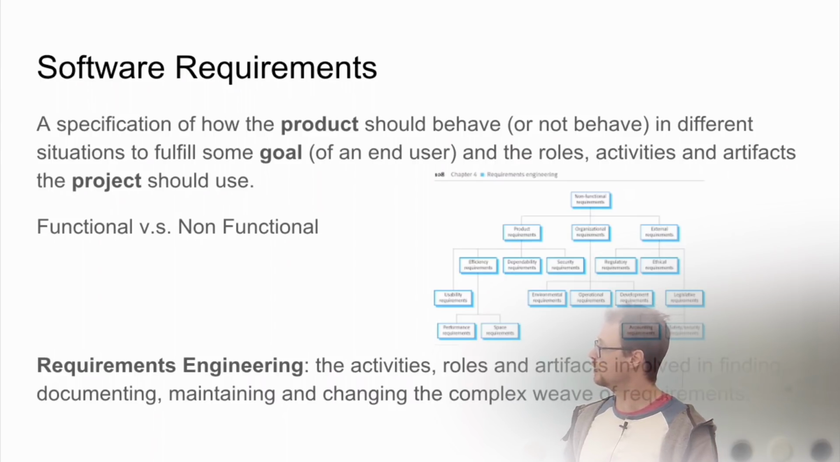Requirements engineering is simply the activities, roles, and artifacts involved in finding, documenting, maintaining, and changing the complex weave of requirements. So changing one requirement may affect other requirements, may affect requirements that we have already implemented, may affect requirements that we are planning, or may contradict another requirement. So managing this is not a simple task, but rather something that requires quite an effort if done at some size. So do you know what activities are?